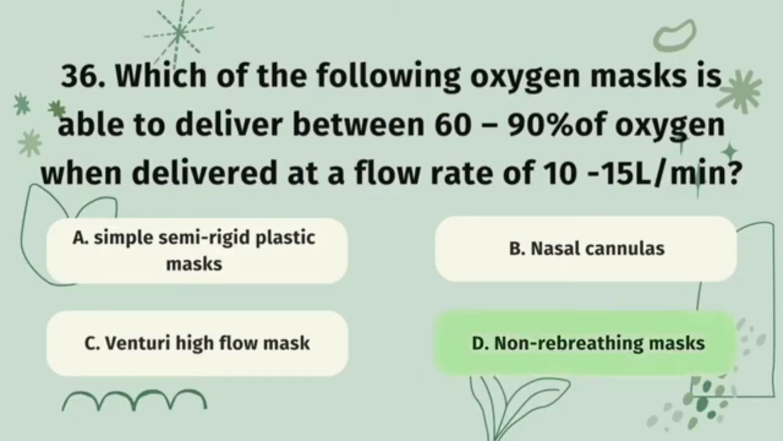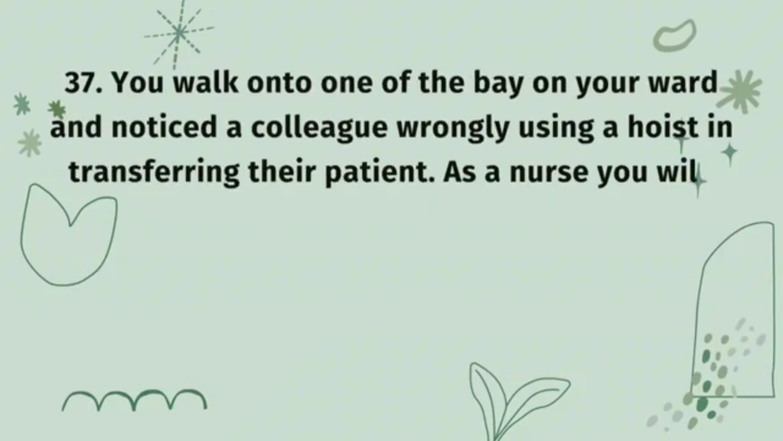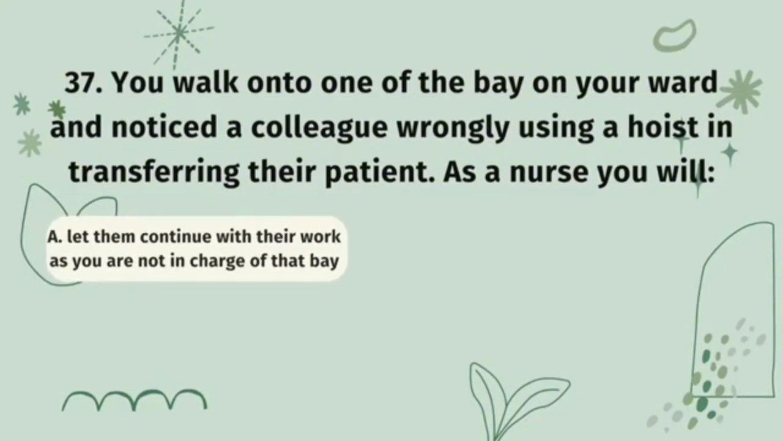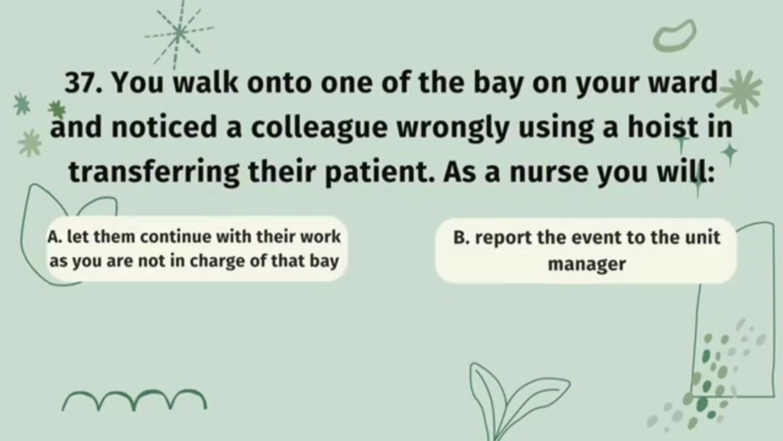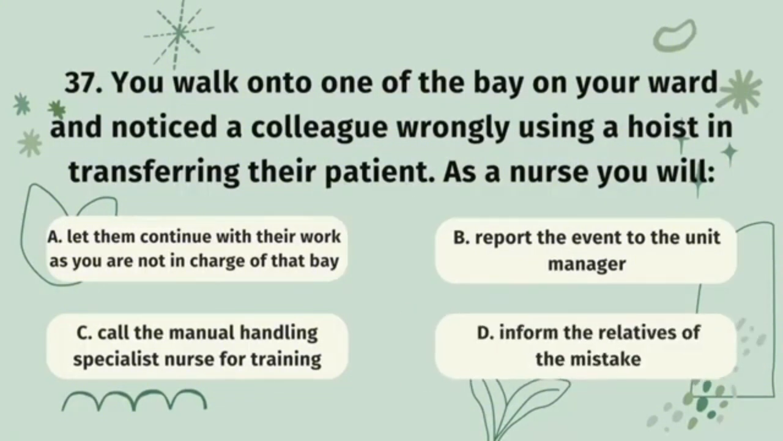The correct answer is D. Question 37. You walk onto one of the bays on your ward and notice a colleague wrongly using a hoist in transferring their patient. As a nurse you will. Option A. Let them continue with their work as you are not in charge of that bay. Option B. Report the event to the unit manager. Option C. Call the manual handling specialist nurse for training. Option D. Inform the relatives of the mistake.